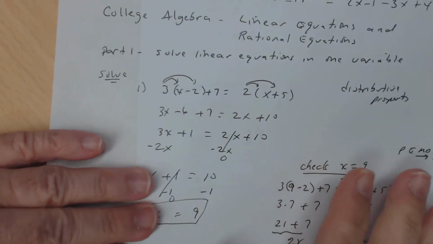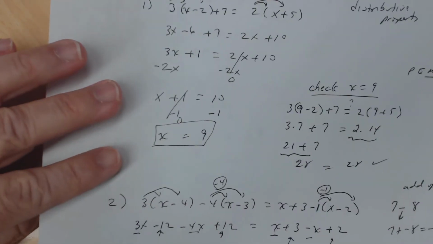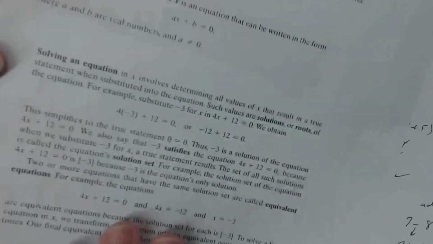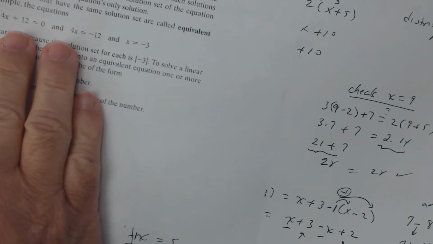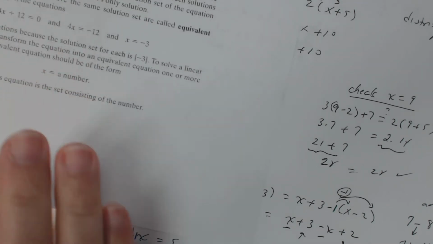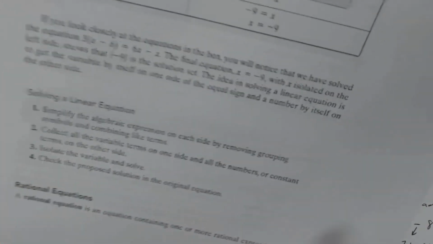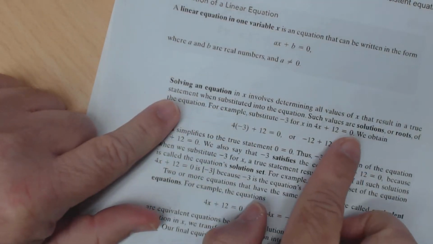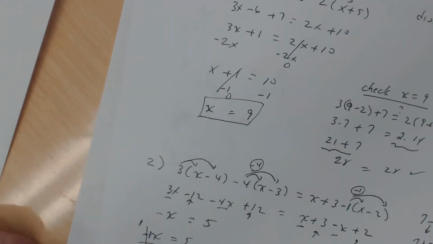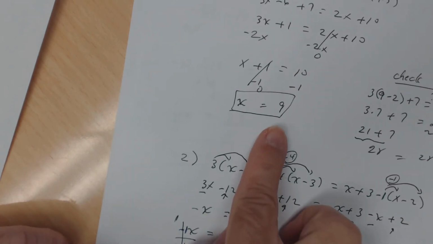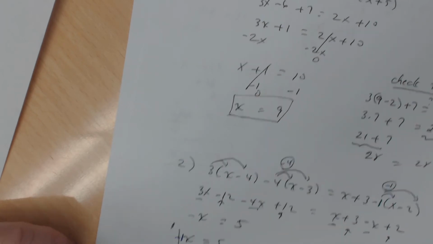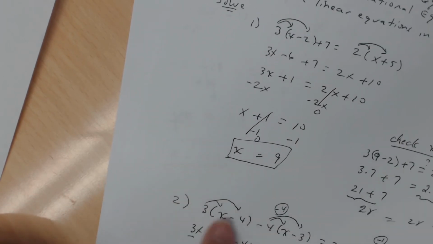All right, now notice again, we used the distributive property to begin with. We talked about the definition of a linear equation. We talked about the steps to solving a linear equation. We talked about what it means to solve a linear equation. And these solutions here, x equals negative 5, x equals 9, those are solutions, or roots. Another word for solution is roots to the original equation.